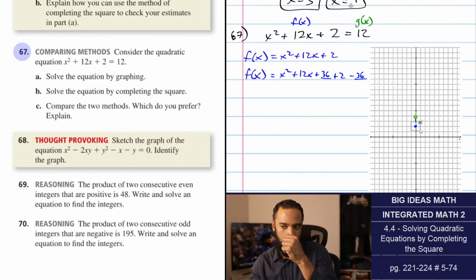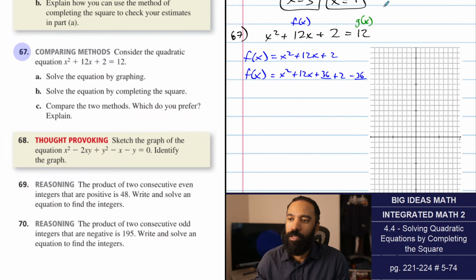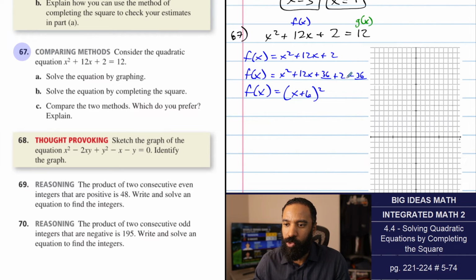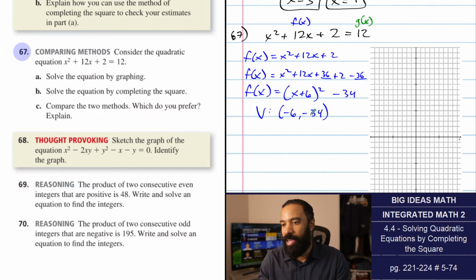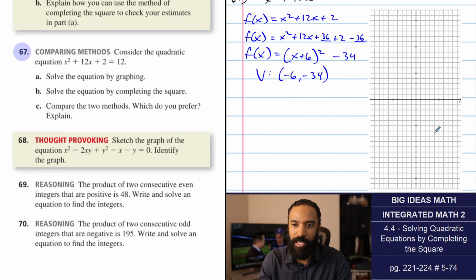See, the problem with y here is that my vertex is at negative 34 for y. That can kind of work out if I double everything. f of x is x plus 6 quantity squared, minus 34, okay? So the vertex is at negative 6, negative 34. Now, if I scale everything by 2, that includes my x's, this will work out because this goes down to negative 17 right here.